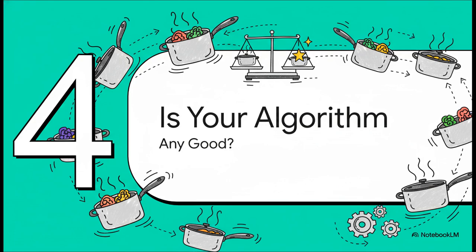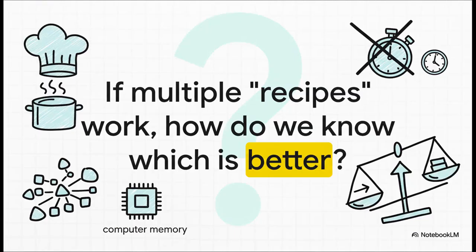But what happens when there are multiple recipes that all make the same thing? How do we know which one is actually better? This is where we move from just solving the problem to solving it well. Yeah, this is the critical question, isn't it? Is a faster recipe always the best? Or maybe one that uses fewer ingredients, like computer memory.